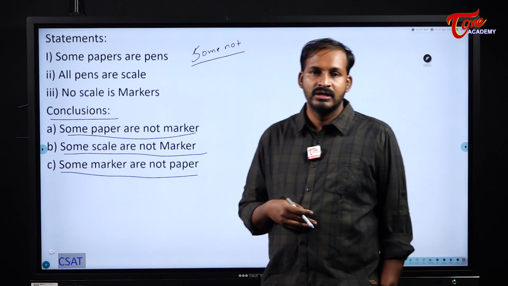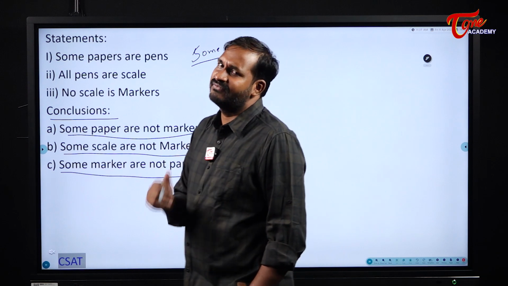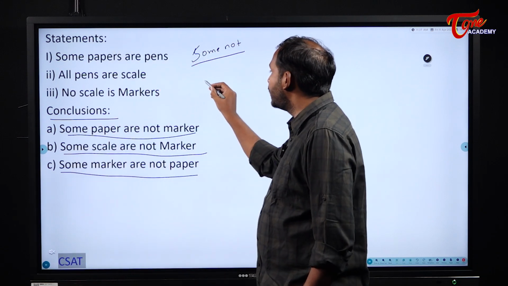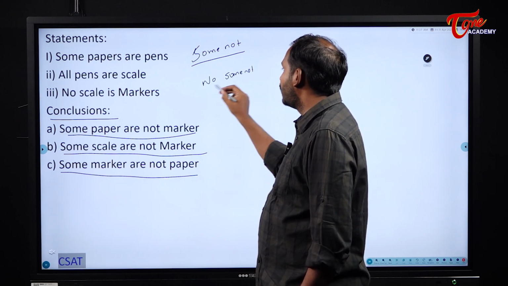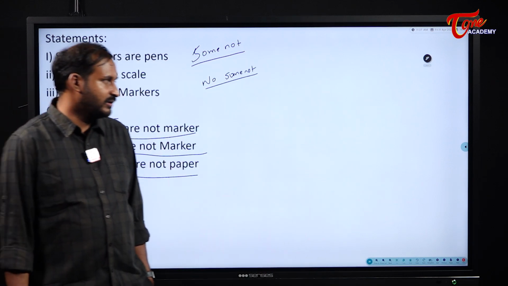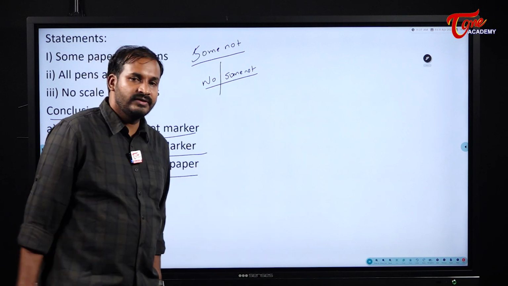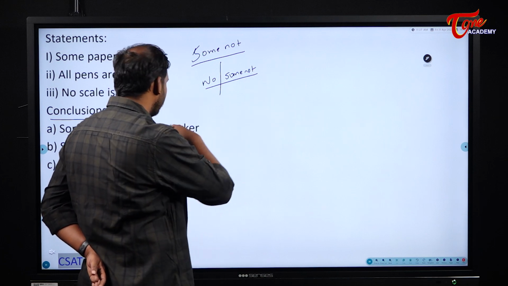Okay sir, good. Now, while drawing the alternate diagram, there is a slight difference here, in case there is a slight difference between no and some not. What is the difference, sir? I will tell you what the difference is between no and some not. We will go with an example. Better to go with an example, and then I will come to this one.